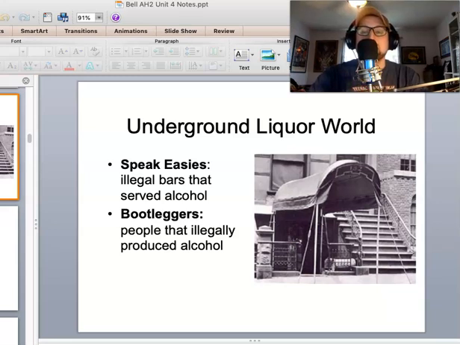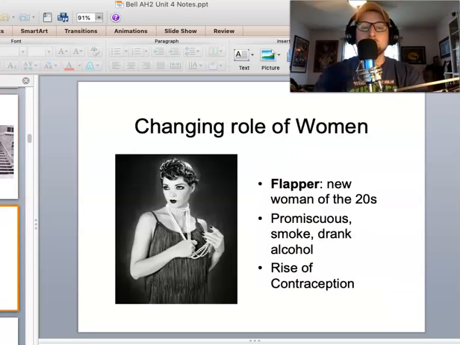And this is how NASCAR gets started, when you have bootleggers who get caught who are trying to outrun the cops, and they will get in multiple vehicles and they will try to see who can outrun the cops the fastest. Women, their roles and how they're viewed in society are changed a lot during this time, during the 20s.